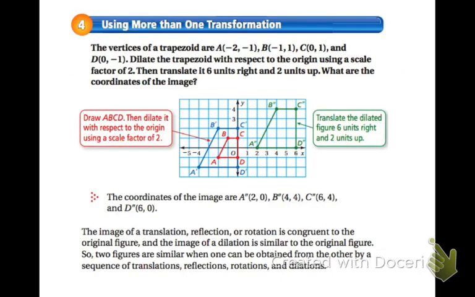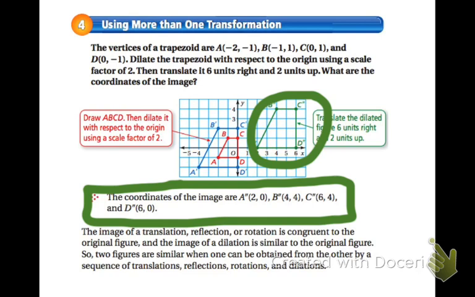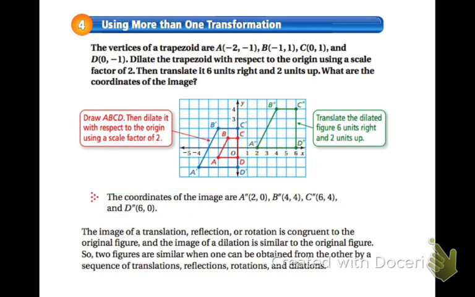All right, so now we're going to explore using more than one transformation, and one of them would include a dilation. So here are the vertices of a trapezoid, A, B, and C. The first thing is to dilate it by a scale factor of 2, and you get A prime, B prime, C prime, and D prime, and then translate it so that your answer to this question is to find the coordinates of the image. All right, so there is the image, and here are those coordinates. So we are going to do this. Remember that when you're doing a translation, reflection, and rotation, it is congruent to whatever you are translating, reflecting, and rotating. The image of a dilation is similar.